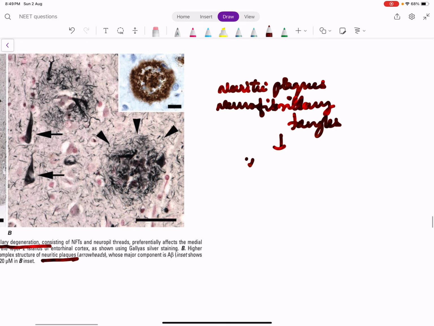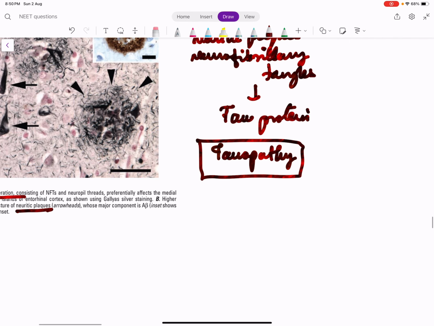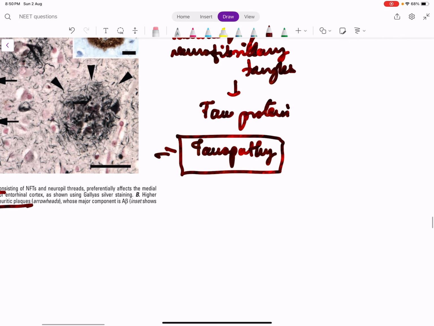So these tangles are made up of tau protein. So Alzheimer's disease is basically a tauopathy. In neurology, degenerative diseases usually have some protein which gets accumulated. For example, Alzheimer is called as tauopathy.